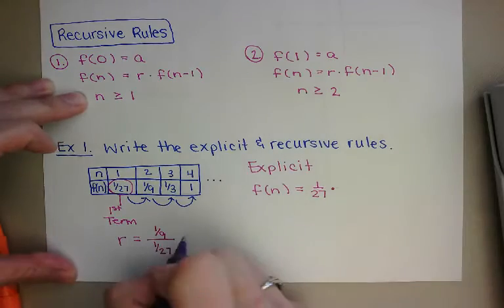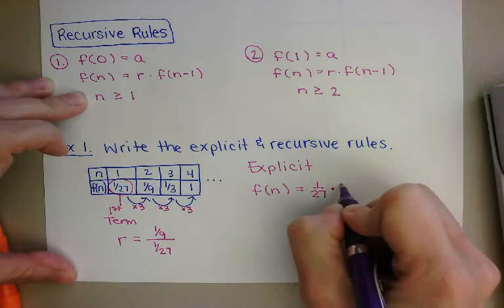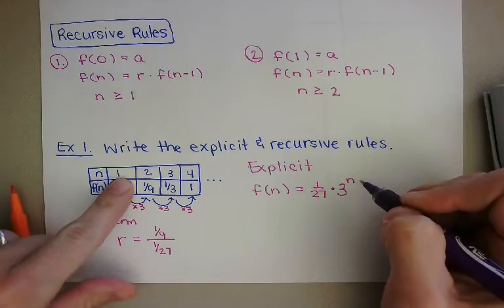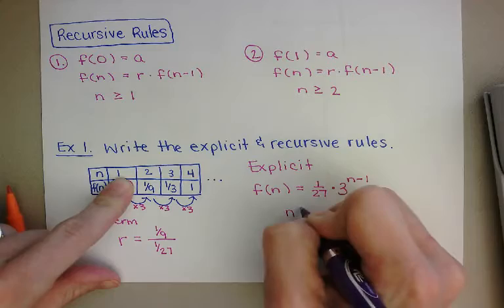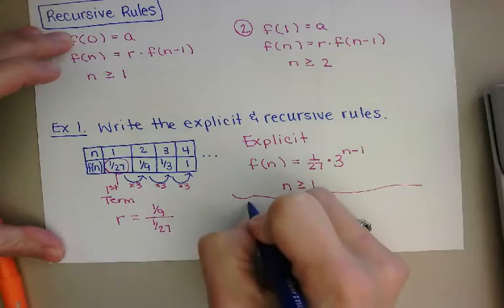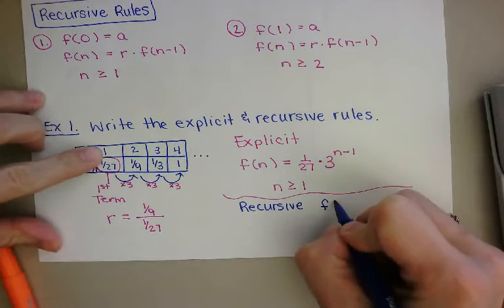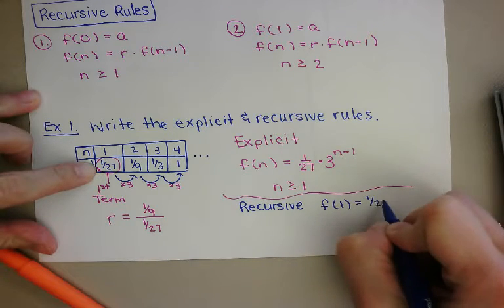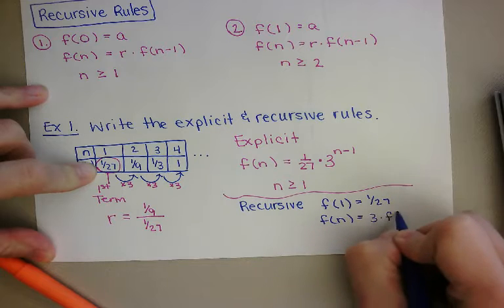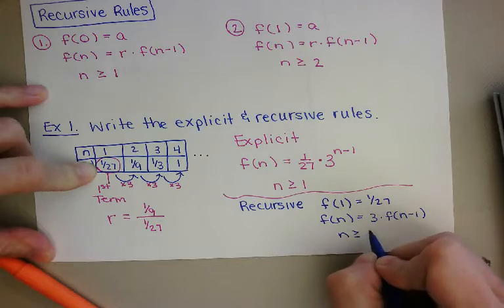I'm going to say that it is a common ratio of 3. So they are multiplying by 3 every time. So we're going to say times the ratio to the n. Now again, it's going to be either n or n minus 1. Since it's a 1, it's n minus 1. So our n's have to be greater than or equal to 1. And then if I want to look at my recursive rule, I'm going to say f of 1 equals 1/27, and then the rule is that you're taking the common ratio, which is 3, times the previous number, which is f of n minus 1, for n's greater than or equal to whatever that is. It's 1 more, so 2.